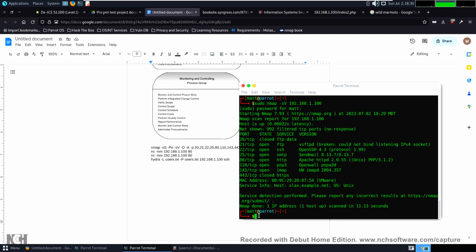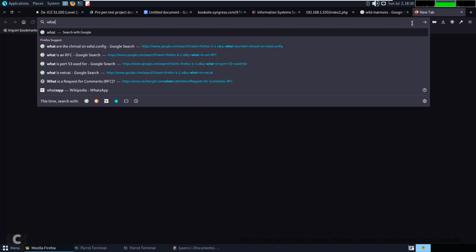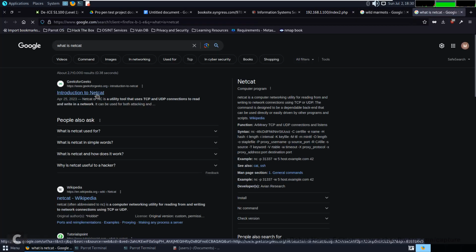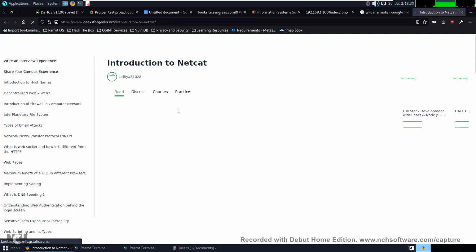Like, I get it, but I don't. My dyslexia doesn't really like what's going on with netcat. I don't know if it just listens to things in traffic. I guess we could just do "what is netcat." Introduction to netcat. It looks like I've already been here.